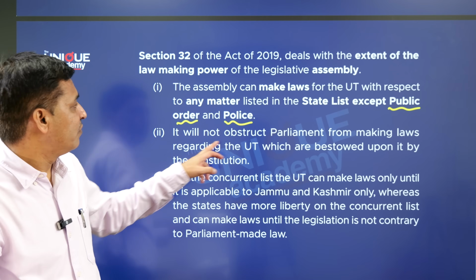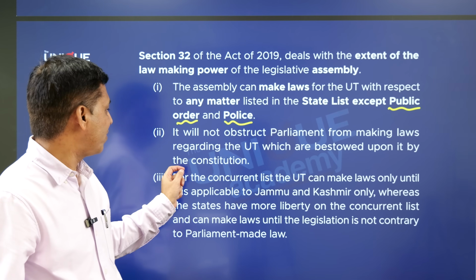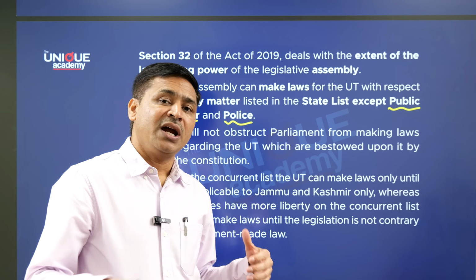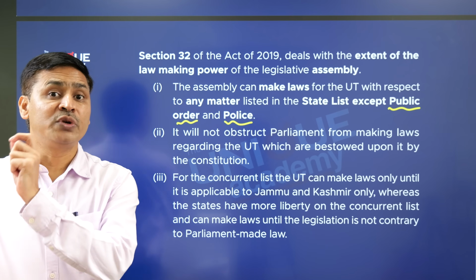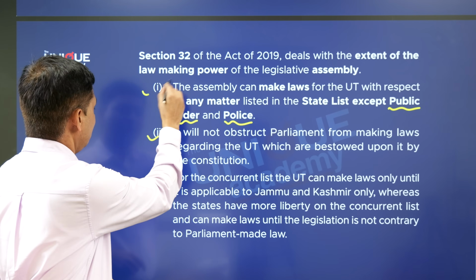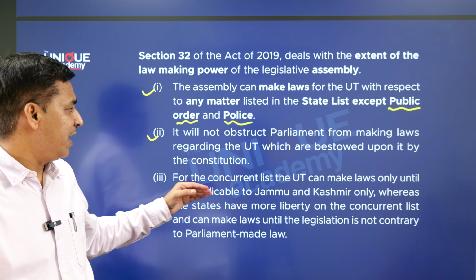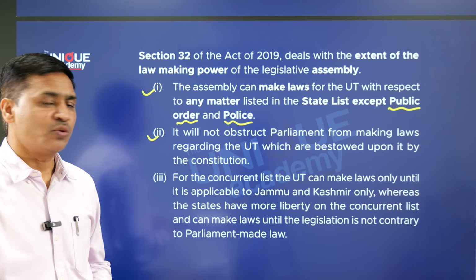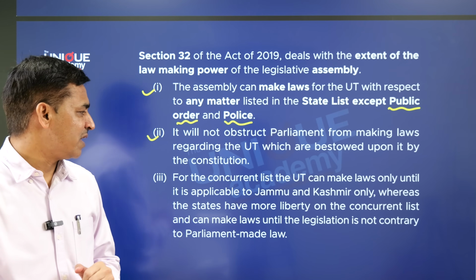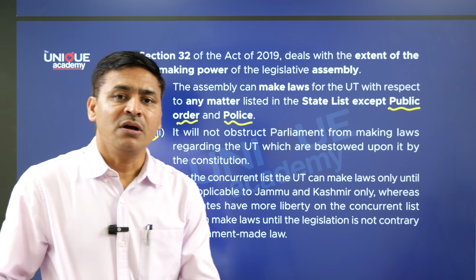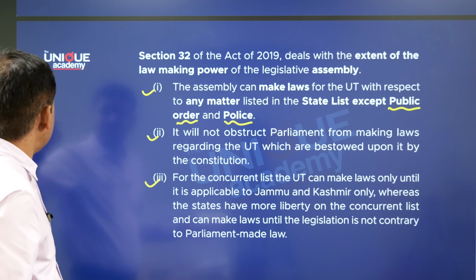Okay. Second, it will not obstruct Parliament from making laws regarding the union territories which are bestowed upon it by the Constitution. Okay, and this does not apply to legislative assembly of a usual routine state. Okay, so this is the second one. The third one, for the concurrent list, the UT can make laws only until it is applicable to Jammu and Kashmir only, whereas the states have more liberty on the concurrent list and can make laws until the legislation is not contrary to the laws made by the Parliament. Okay, so these are important differences.